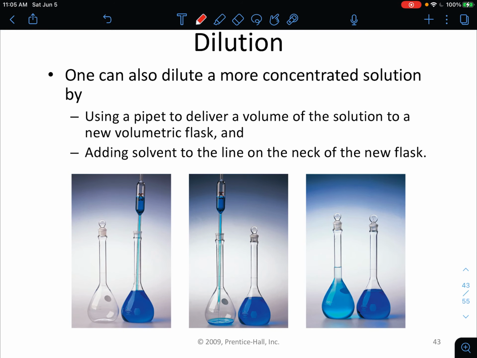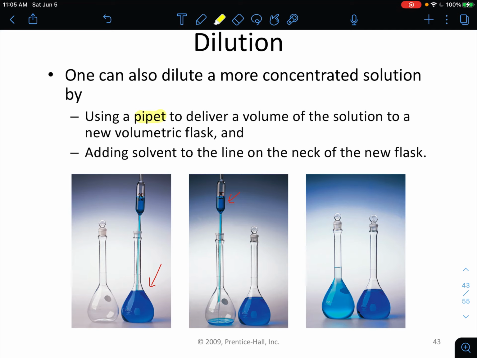Okay, so the set of pictures here is basically describing that I have a stock solution on the right, and I'm transferring some of that stock solution to the left, and then diluting it with water to a new concentration. So in lab, we would use a pipette to pull however much we need out of the stock bottle, transfer it to our new volumetric flask of whatever desired volume, and then fill it up with water to the mark.